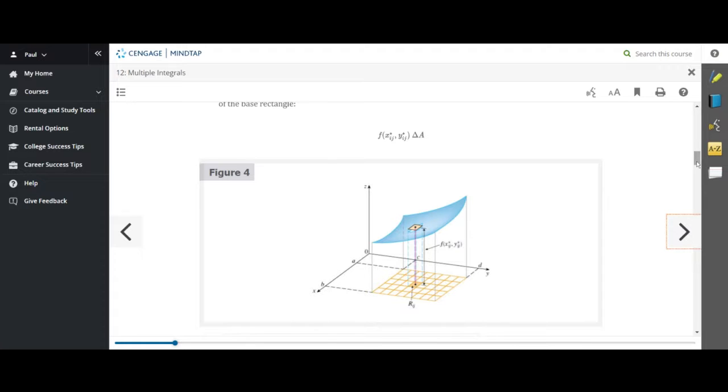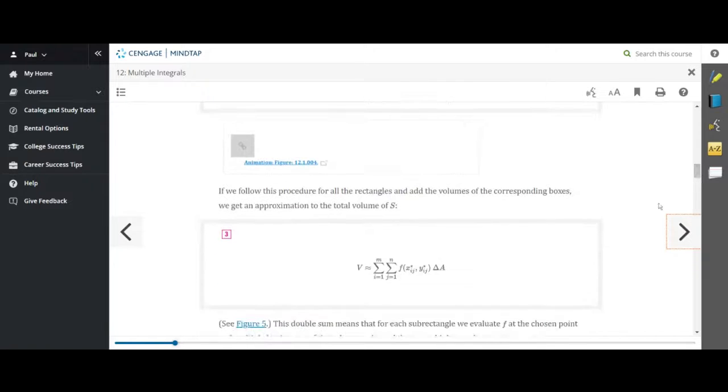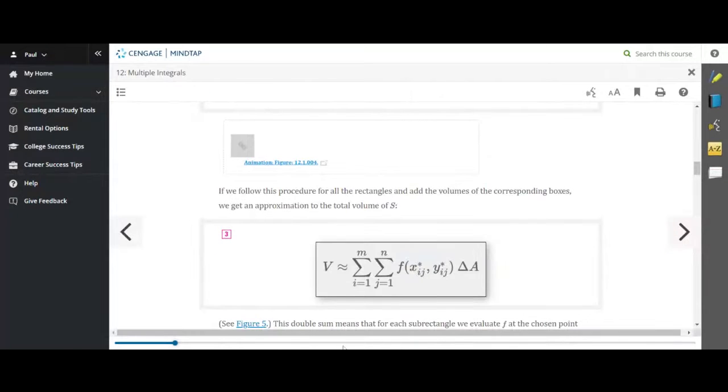So if we wanted to approximate the volume between that surface and the xy plane over that full region R, we would just add up all the volumes of the boxes, and we would get a double Riemann sum.